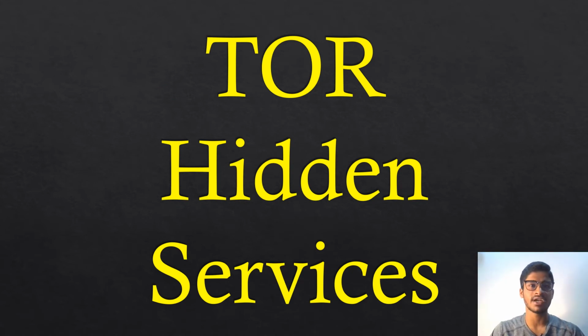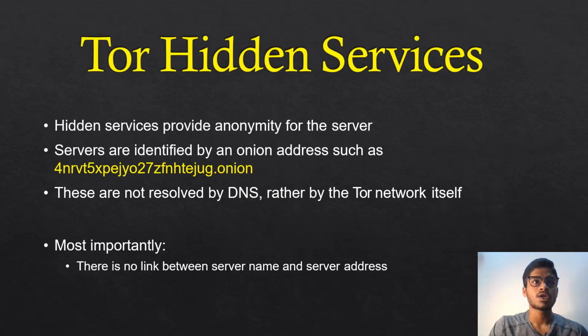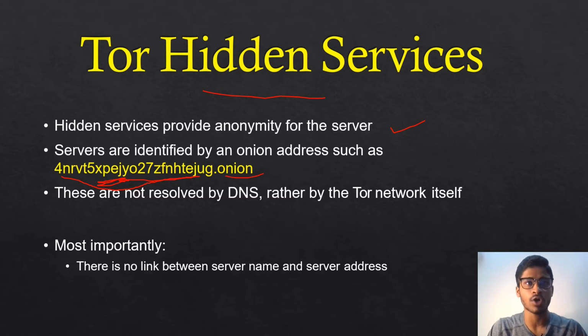What are some hidden services on Tor? Tor hidden services provide anonymity for the server. Actually, I have already explained it to you. And servers are identified by a name ending in dot onion. So dot com is here, dot onion, that kind of anonymity it's providing.